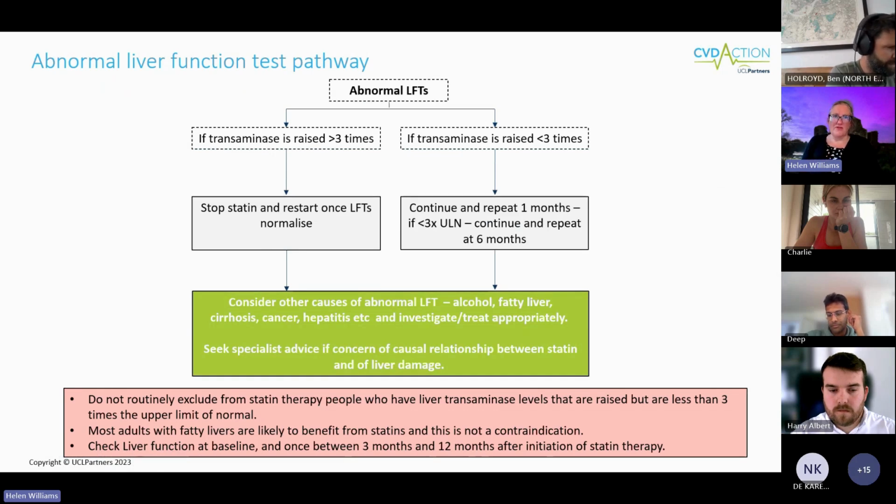Also, similarly with abnormal liver functions, it's a little bit easier. If the transaminases are raised, then we need to put in more regular monitoring, and hopefully they will resolve. Atorvastatin often causes a bump in the liver enzymes in the first 6 months and then settles. So just worth being aware of that. It doesn't require immediate cessation of therapy.